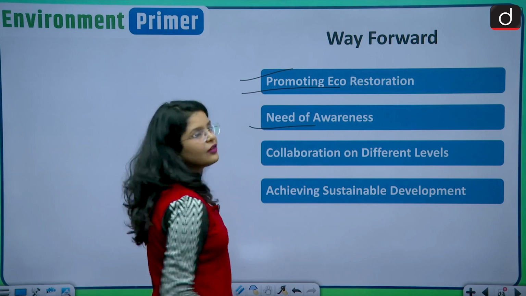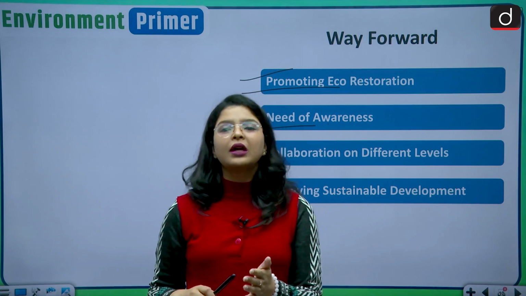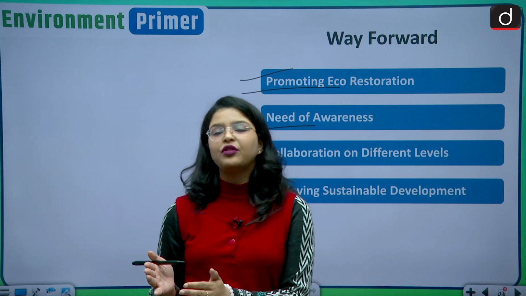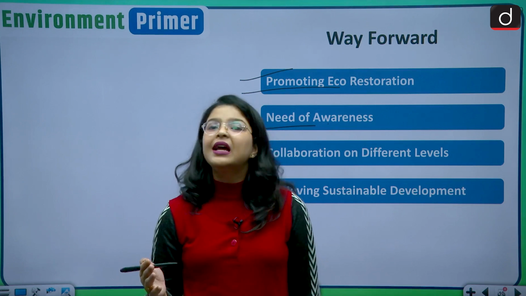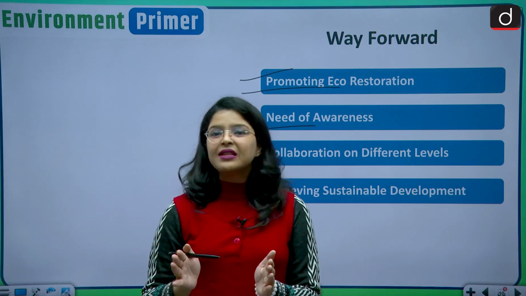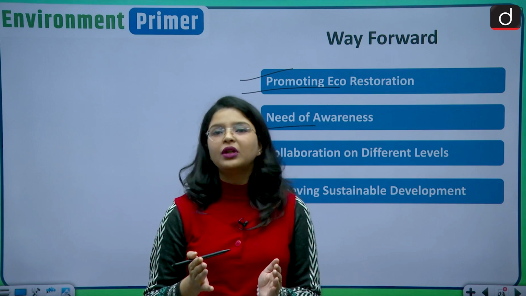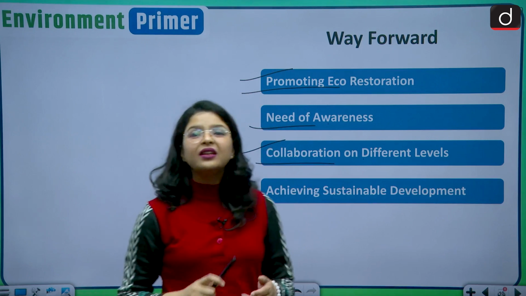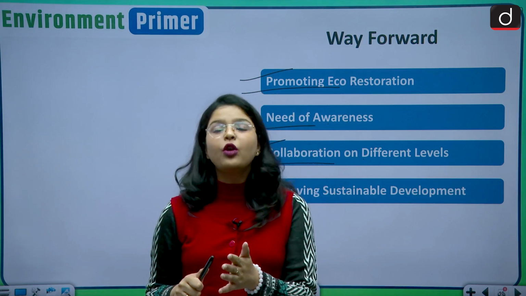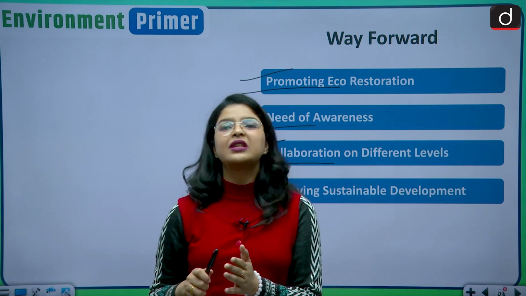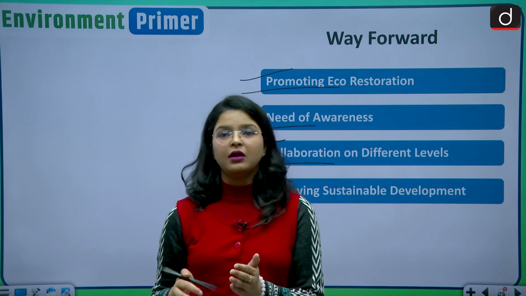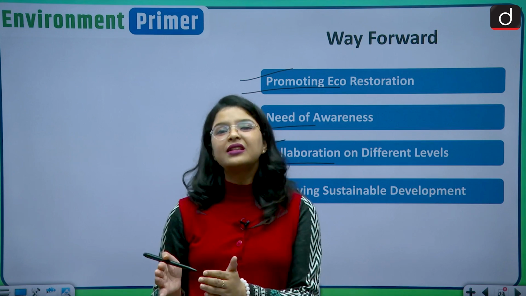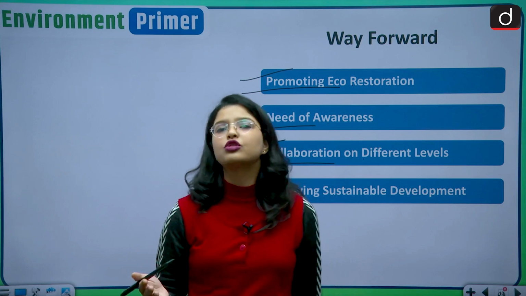Then need for awareness, as I was talking about, yes, the local community should be aware about the importance of conservation of biodiversity. They should be made aware about their rights, etc., so that you minimize the conflict, minimize the protest around the creation of the eco-sensitive zone. Then collaboration on different levels, not only at the central government level, not only at the state government level, but also at the grassroots level, such as you need to involve the gram sabhas, etc., so that you can implement these policies effectively by taking the interest and the considerations of local communities also in regard.